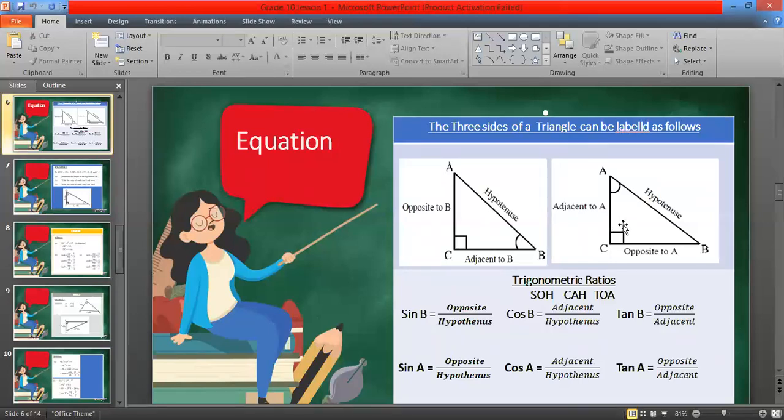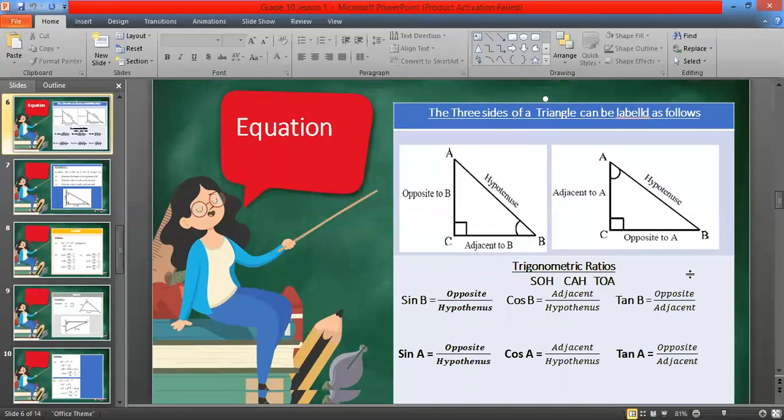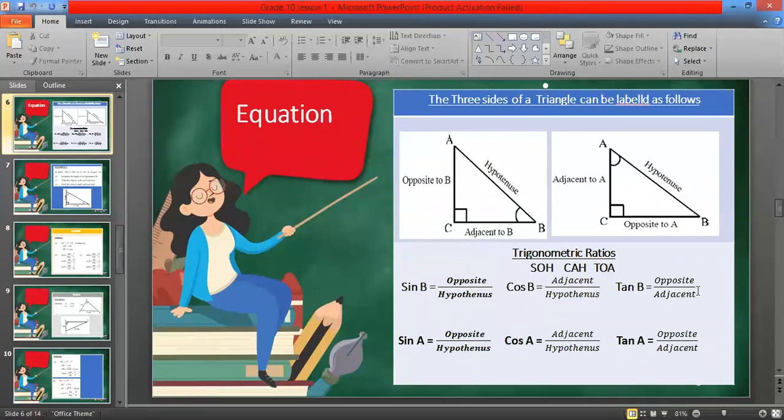Now, we need to talk about the trigonometric ratios. Talking about the trigonometric ratios, we simply use the acronym SOHCAHTOA, where sine is opposite over hypotenuse.